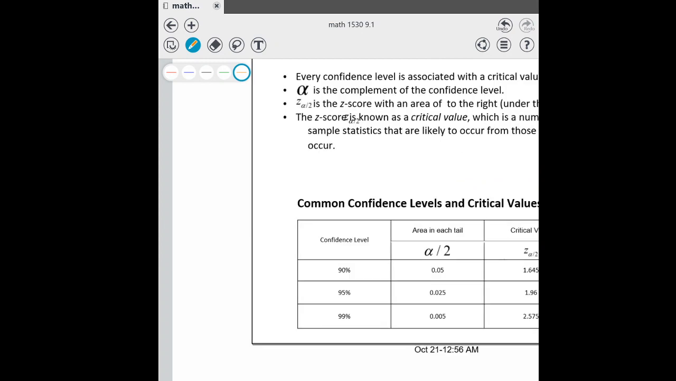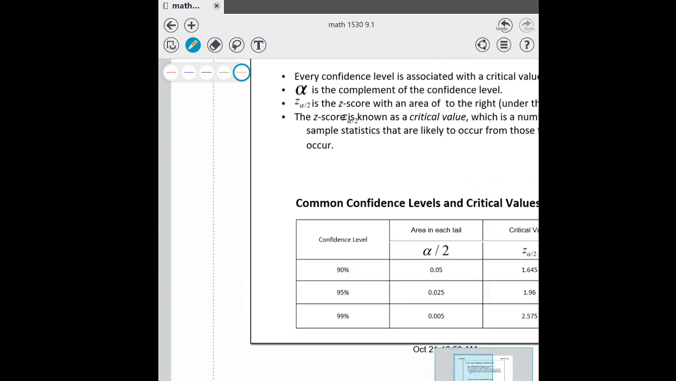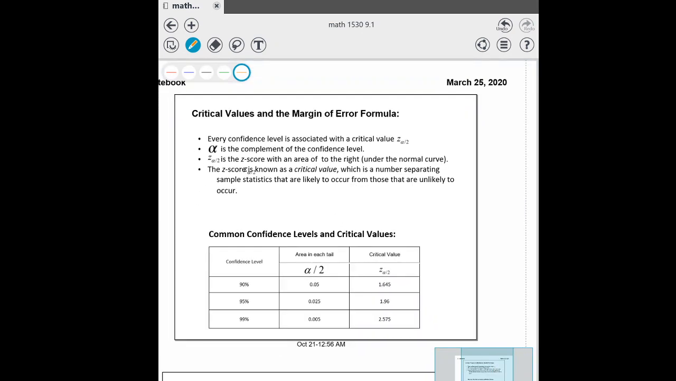Let's see what our next page has. Okay. So we have critical values and the margin of error formula. I'm never going to require you to come up with the margin of error using a formula. So that's a thing, but we're not going to do it in this class.